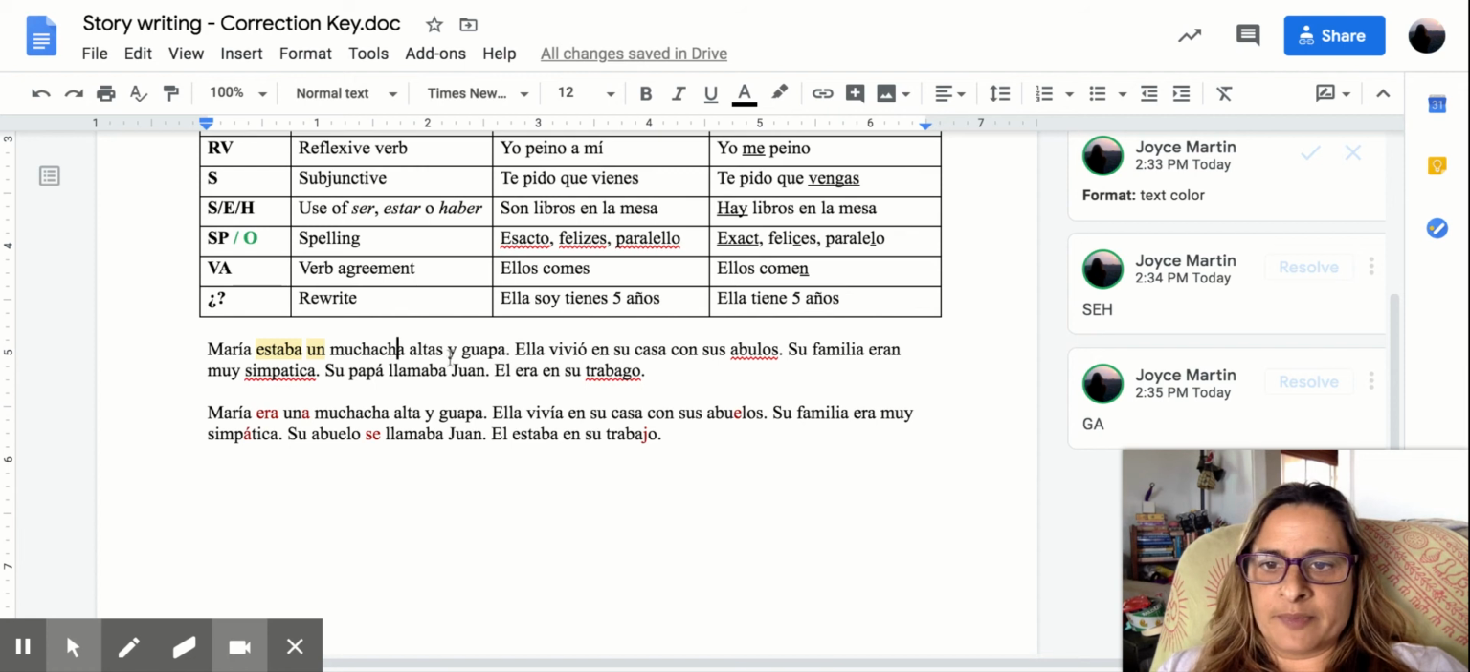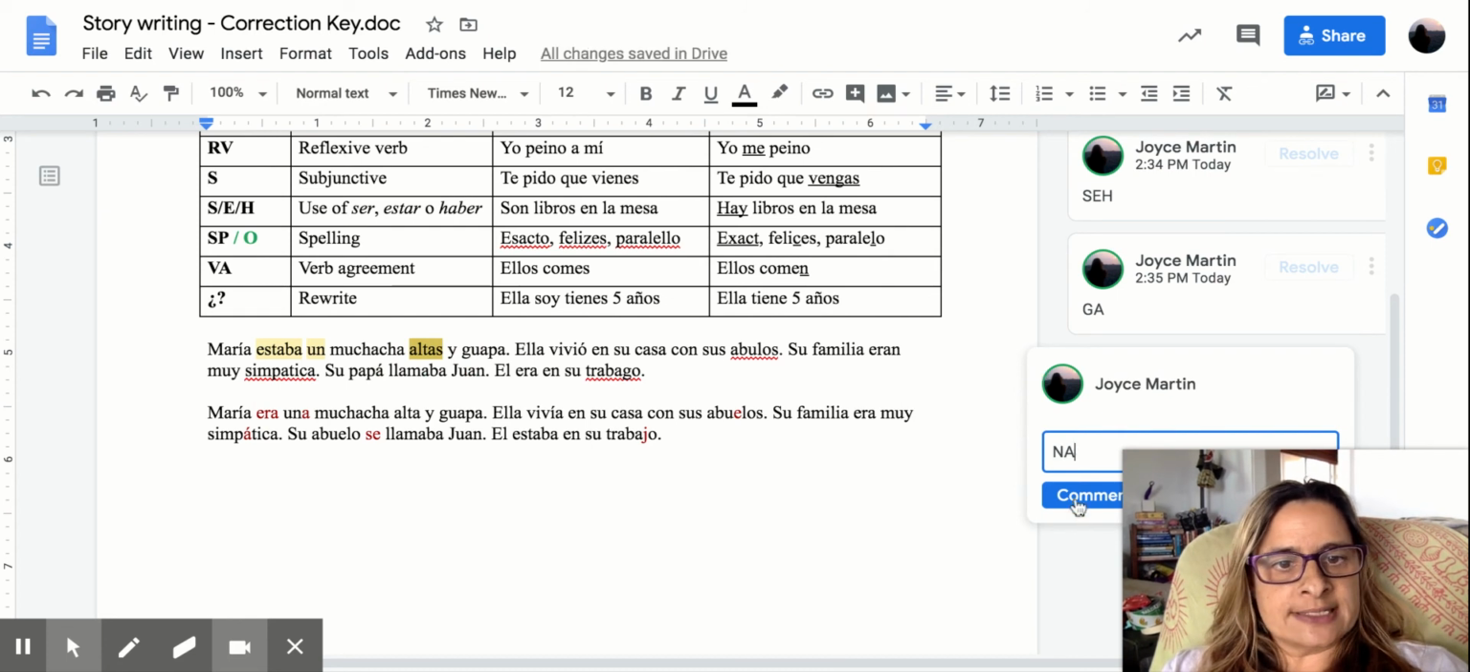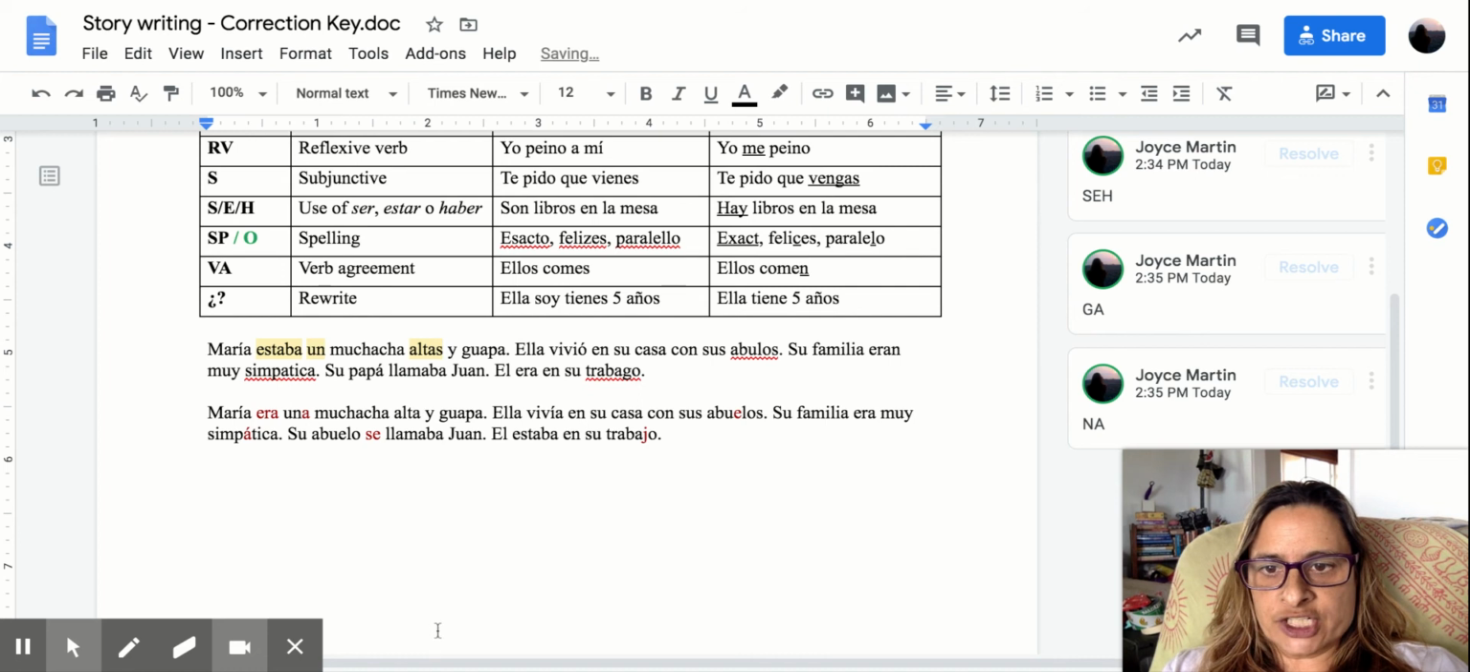No problem there. But then I'm looking at my adjective altas. I'm talking about one person, not two. So I'm going to take altas. I'm going to highlight it. And here what we have is a number issue. It needs to be singular instead of plural. So I enter number agreement. And if you look down at my correction, we have alta. Finally, we have y guapa. Maria's feminine. She's singular. This sentence is now correct.